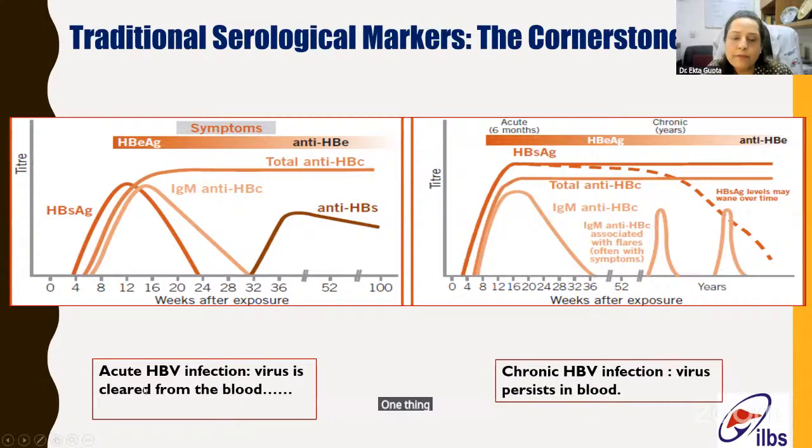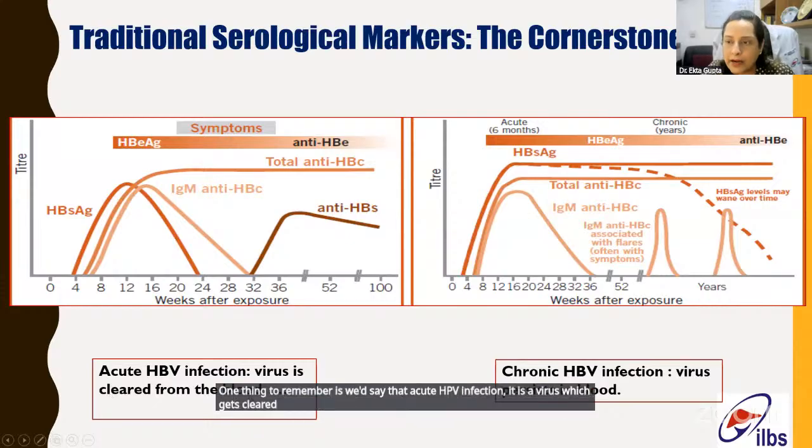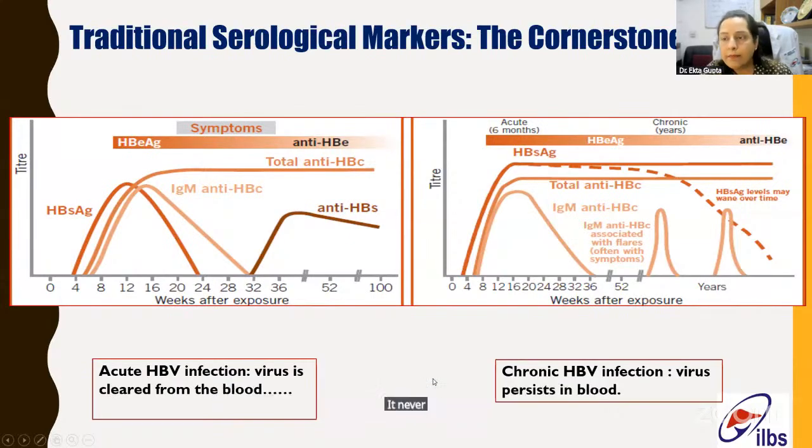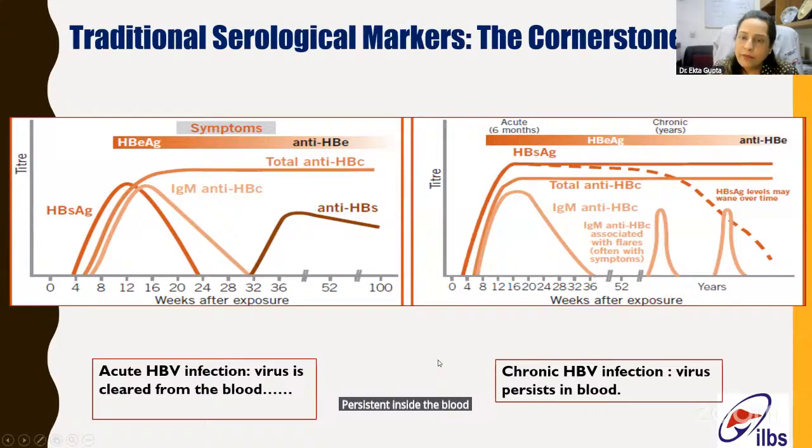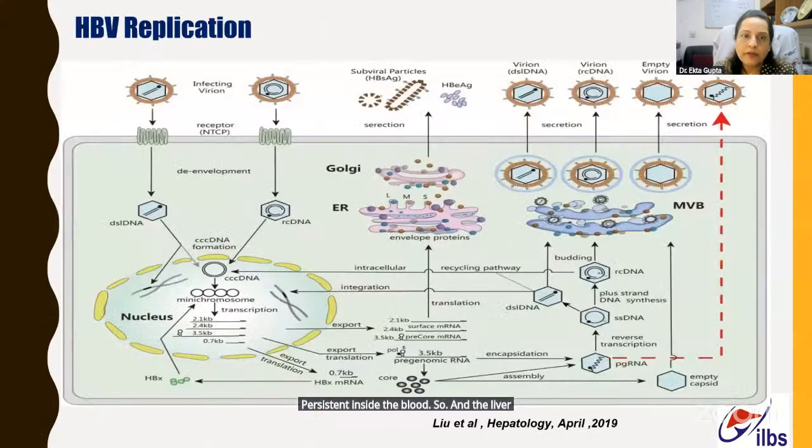One thing to remember: in acute HBV infection, it is the virus which gets cleared from the blood. It never leaves the hepatocyte. And in chronic infection, the virus and these markers are persistent inside the blood, and the liver also, right?